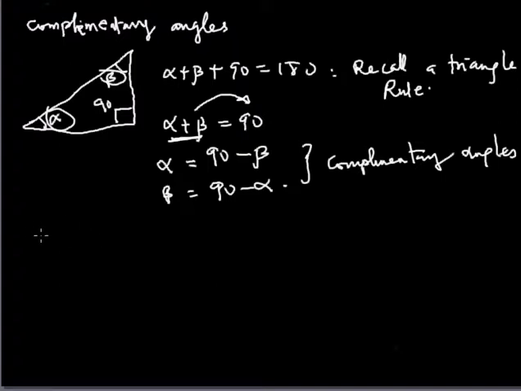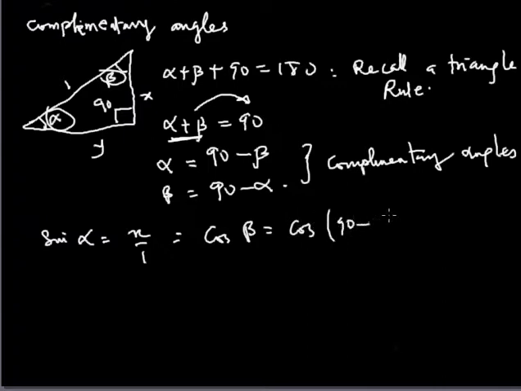And this can also mean that sine alpha is equals to x over 1. Remember, this is x, this is y, this is 1, which is the same thing as cos beta is equals to cos 90 minus alpha. Remember what we said here. This is it.